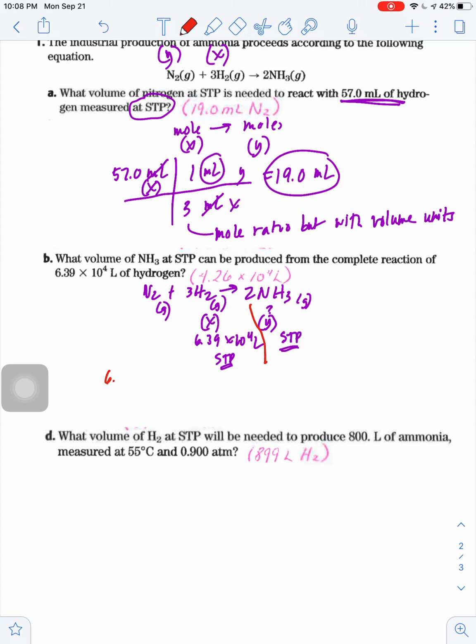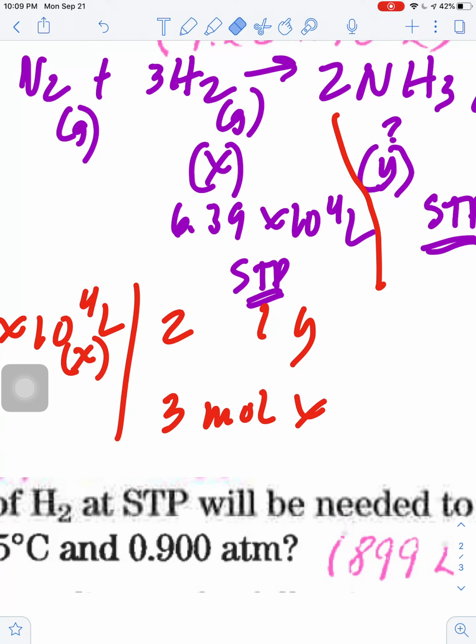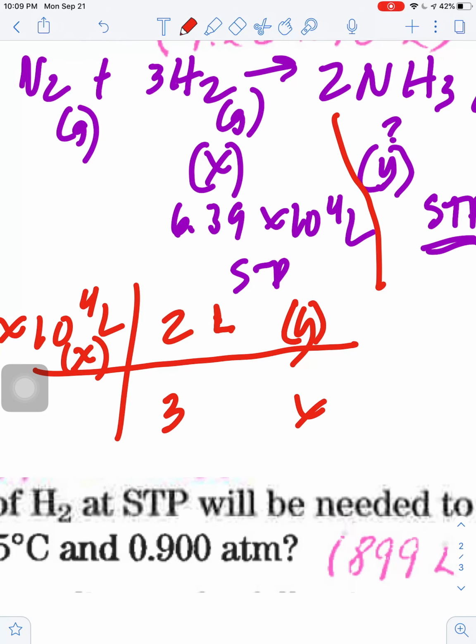Okay, so I'm going to start with what's given, and I'm going to take the mole ratio. This is X here. So the mole ratio would be 3 moles of X for every 2 moles of Y. But since we're in liters, we're going to change moles to liters here, and we're going to change moles to liters here.